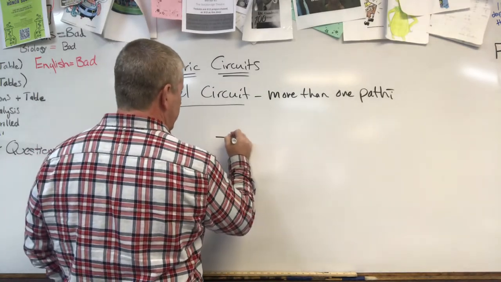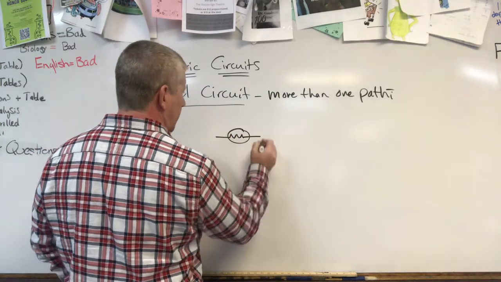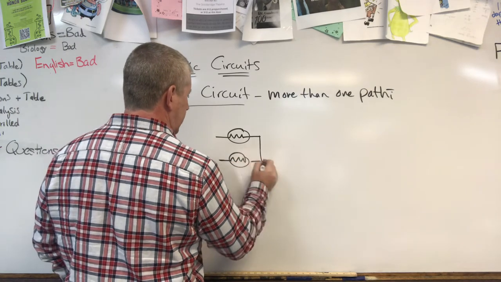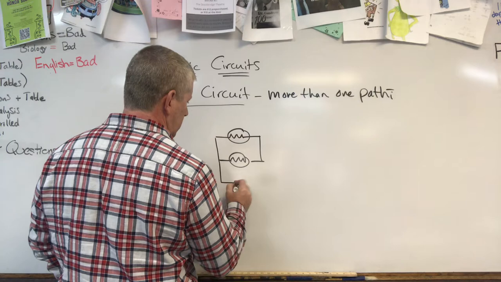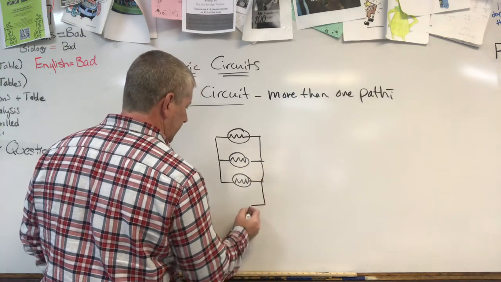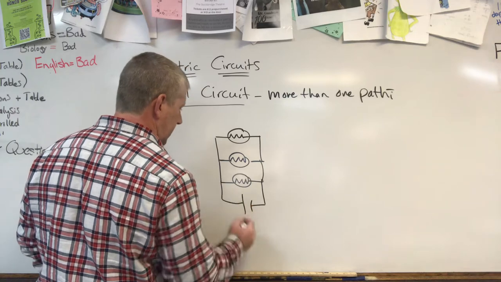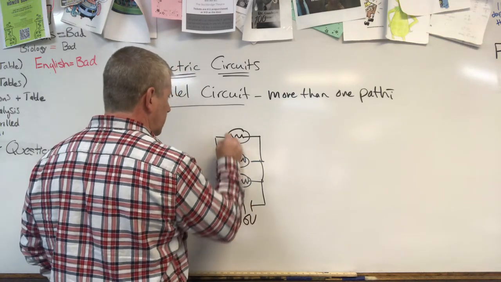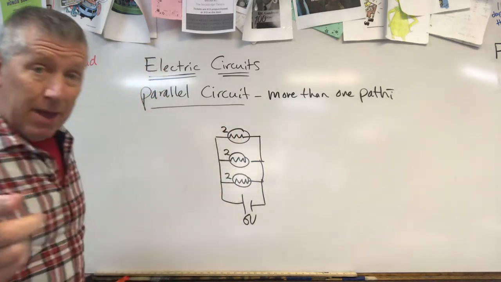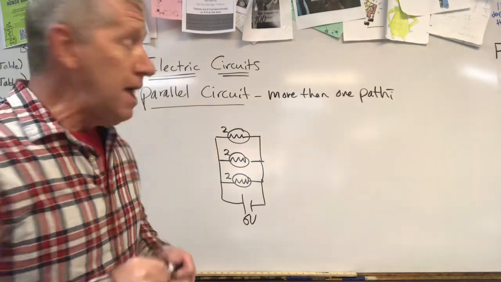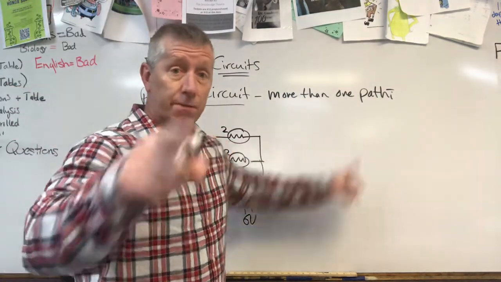Now, more than one path, we'll use the same elements that I had before. We'll put a light bulb. We'll connect it to a light bulb. Connected to a light bulb. Connected to our power source. There it is. That was our 6-volt power source. And each one of these were 2 ohms. We got the same light bulbs, same power source, but we connected them in parallel, meaning that there's more than one option for these electrons to go.